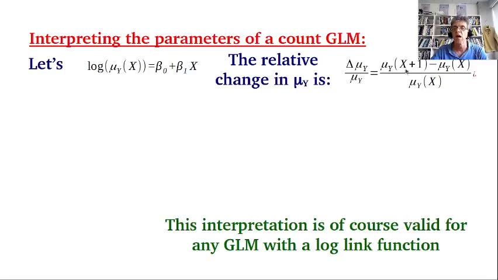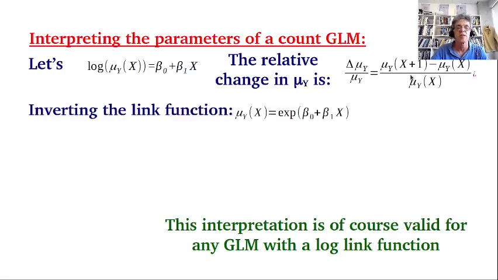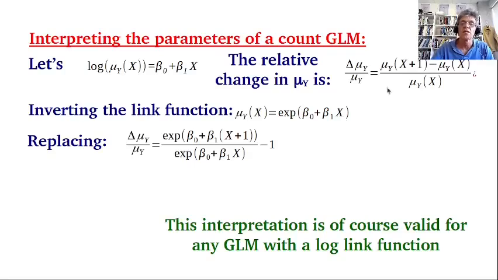The change in the mean, this is the change when the explanatory variable increases from x to x plus 1, divided by the mean of x. This is what I mean by a relative change. Then we can, of course, as before, invert the link function after estimating the parameters. This will give us the predicted mean of the response variable as a function of a set of values of the numerical explanatory variable x. So we replace this expression in the expression of the relative change, and we obtain the following.